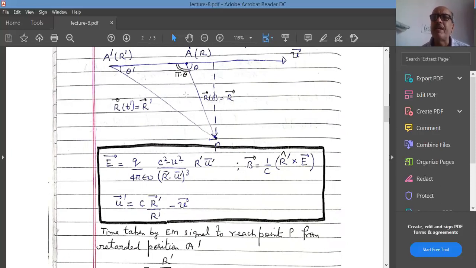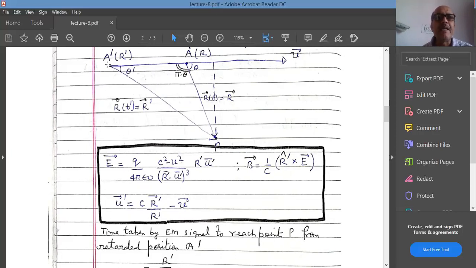So now we will make use of some geometry to convert it in terms of R, and then we will try to understand what the expressions are in terms of the present position of the charged particle. This is the retarded position. When the signal starts from A dash, the position coordinate of the point of observation is R dash. The velocity of the signal is the velocity of light C.